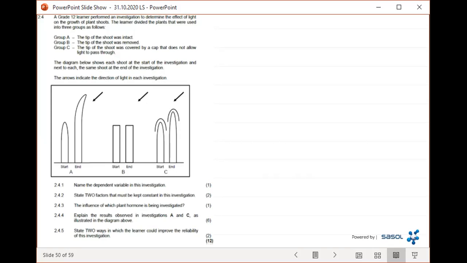Okay, and now we can start with answering our question. We know that we're dealing with investigation type of questions where we need to basically identify our dependent variable, independent variable, look at the aim of the investigation, and also look at the conclusion of the investigation, look at the method that was used, look at the apparatus that was used, and just keep that in mind. All right, question 2.4.1, name the dependent variable in this investigation. So the dependent variable, guys, remember it is the variable that is measured. Right, so in this case, we are measuring the growth of the plant shoots.